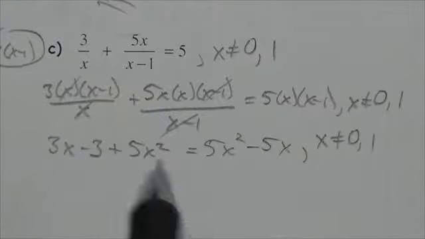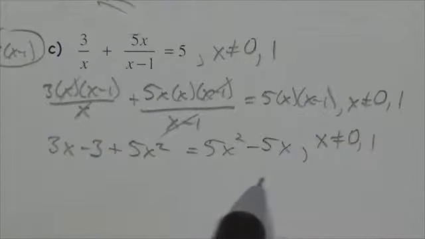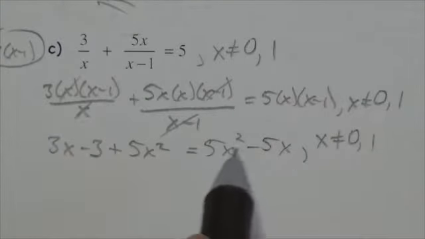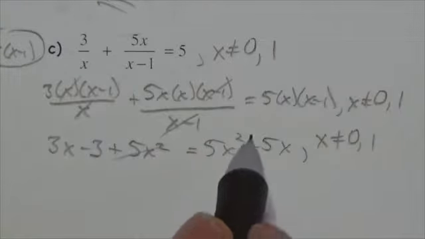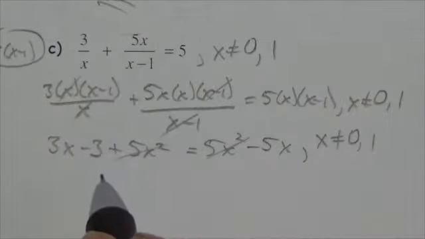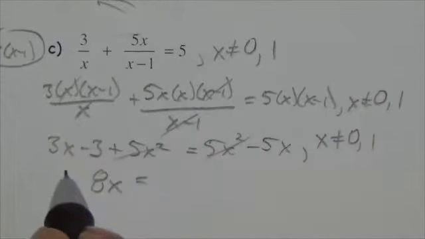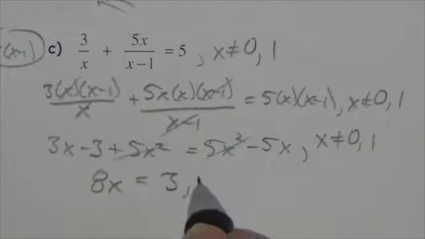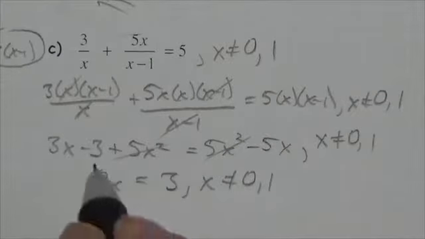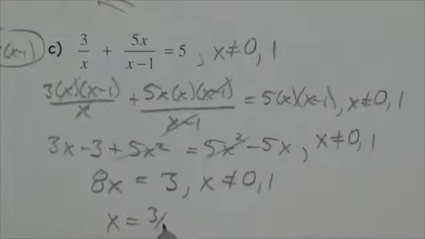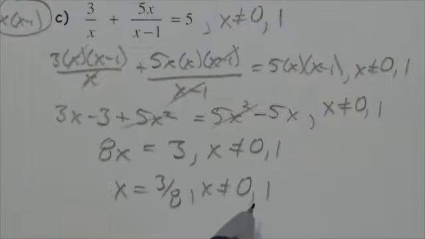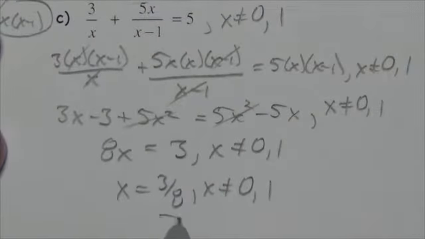All right, so now I'm going to simplify. I'm going to bring the negative 5x over here. But notice right away that if I try to bring the 5x squared over, oh, looky, they're gone. So I'm going to get 8x on this side when I add 5x to both sides, and then I'm going to bring that 3 over, where x can't equal 0 or 1, and then divide by 8. And there we go. So x equals 3 eighths, as long as I don't allow x to equal 0 or 1, and it doesn't. So 3/8 is my solution.